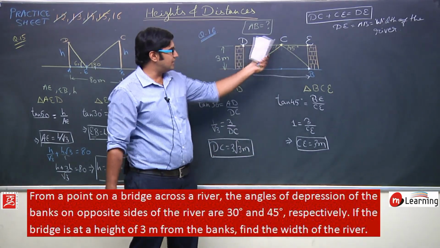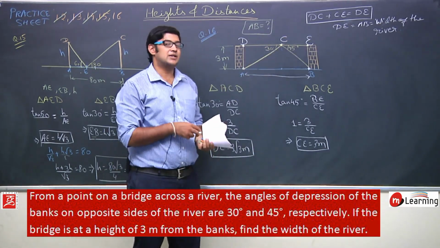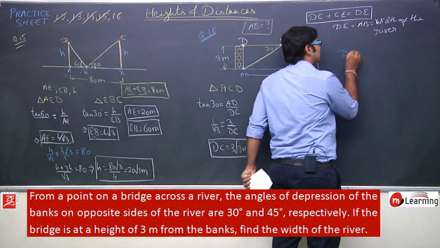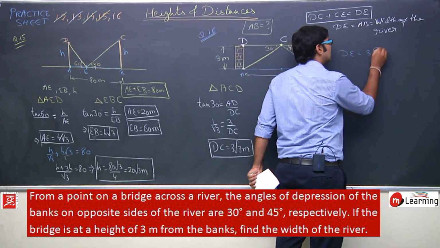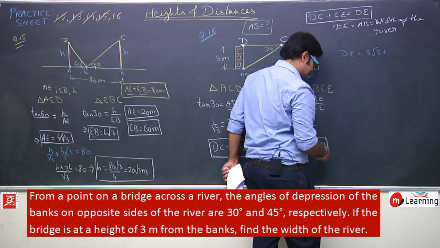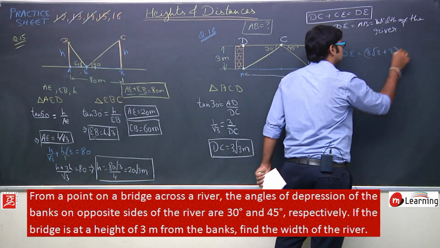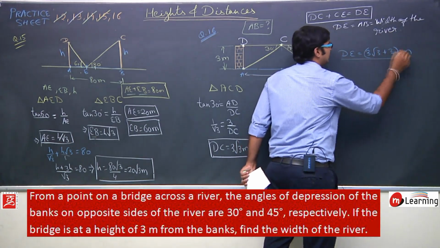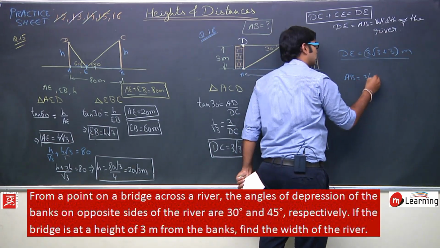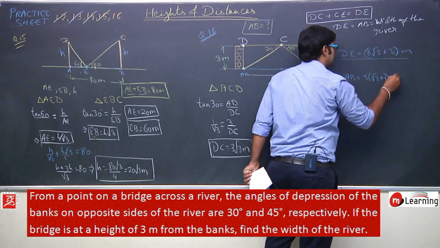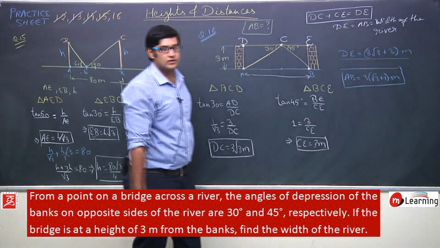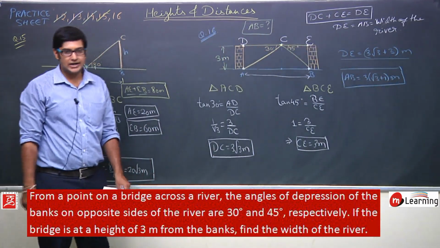Now we need to determine DE. DE is what? It is DC plus CE. So it implies that DE is equal to 3 root 3 plus 3 meters. Okay, and the same is AB. So AB is equal to 3 times of root 3 plus 1 meters. This is the width of the river that we need to identify.